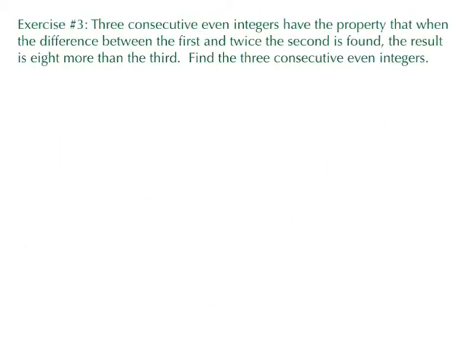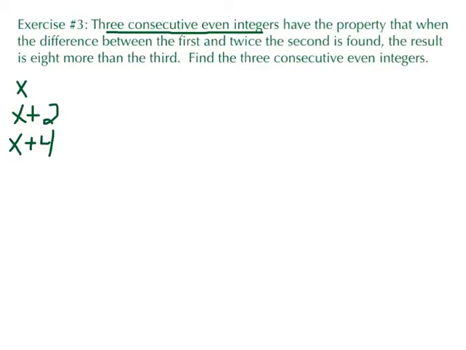Exercise 3. Three consecutive even integers have the property that when the difference between the first and twice the second is found, the result is 8 more than the third. Find the three consecutive even integers. Well, that's the same thing. We're going to start off by saying my let statement's x, x plus 2, and x plus 4. It's not x plus 1 because if I'm at 2, how do I get to 4? I have to add 2. So that's why we're going to go up by 2. And notice that odds and evens are both the same.